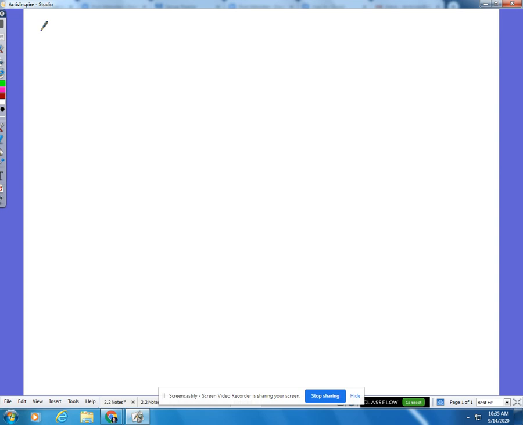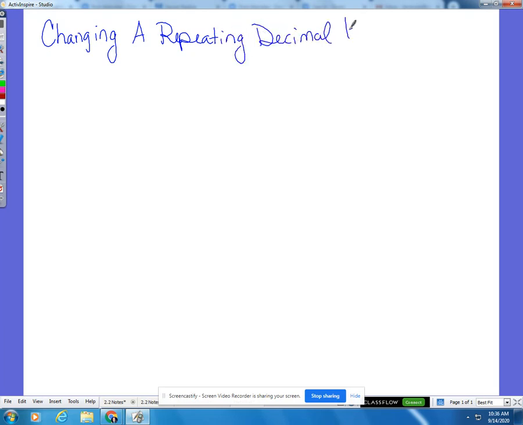Today in class, we worked on changing a repeating decimal to a fraction. If we had the repeating decimal 0.4 repeating, we're going to convert that to a fraction, and there were several steps.